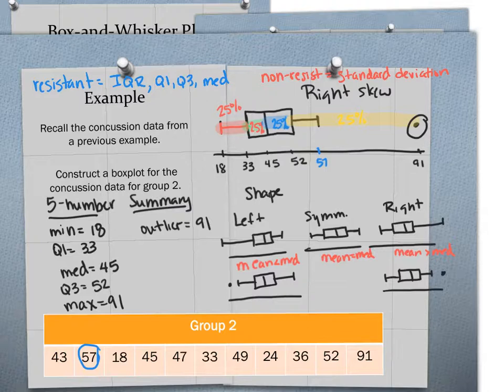So keep that in mind again. The resistant measures are IQR, Q1, Q3, median. We talk about the median for central tendency. We talk about the other three for measures of variation. The non-resistant measure is the standard deviation for variation. When you want to talk about variation with a symmetric distribution, you talk about the standard deviation. And when you have a symmetric distribution for the central tendency, you want to talk about the mean.